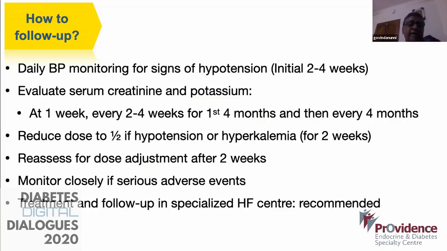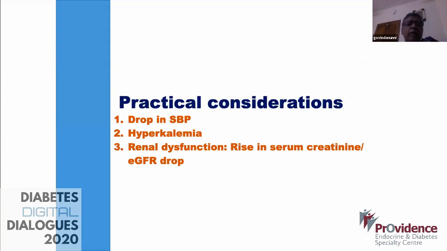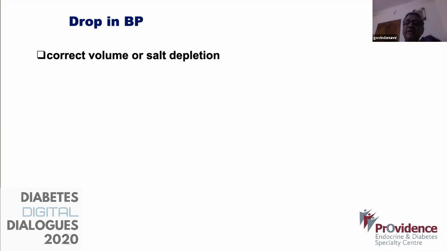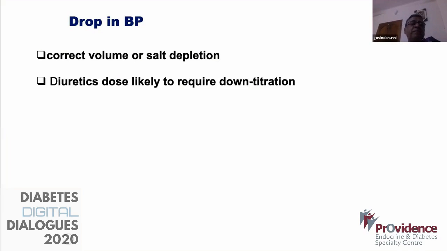Monitor closely for serious adverse events. And it is recommended that these patients should preferably be going to a specialized heart failure center because they require close supervision and monitoring. I will only talk about these 3 considerations because these are the most important problems: blood pressure, potassium, and renal function. Now, when there is a drop in potassium, the most common reason is that the patient is dehydrated and over-diuresed. So the best option is to assess the volume and sodium status, salt and water status, and then maybe try to reduce the dose of diuretics rather than reducing the dose of sacubitril/valsartan combination.